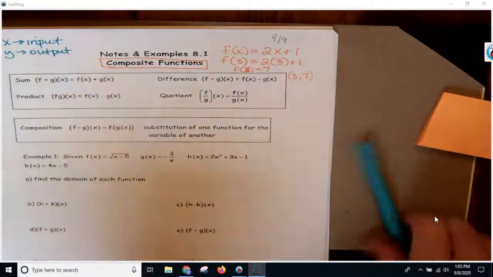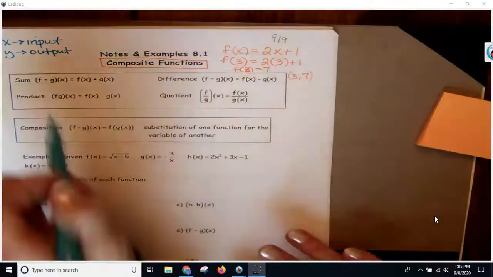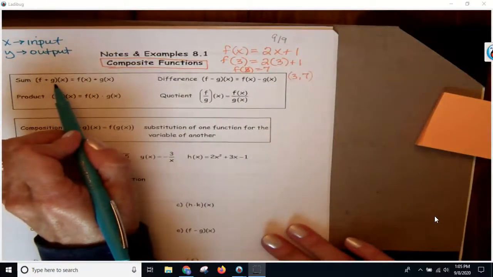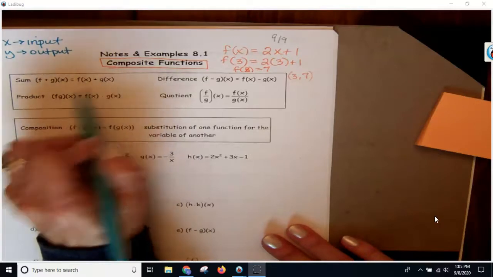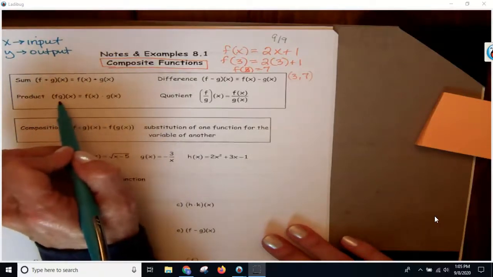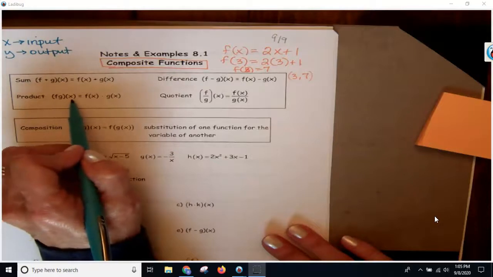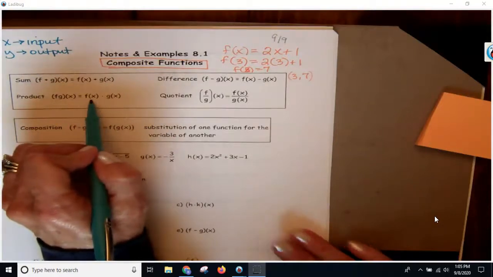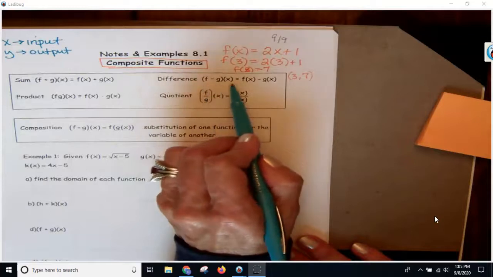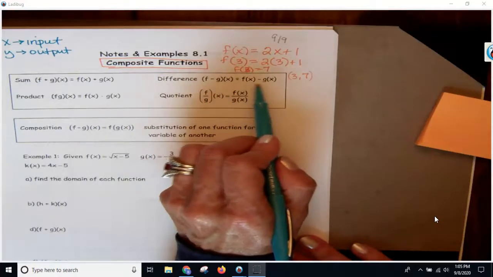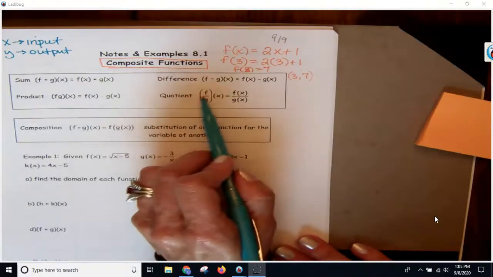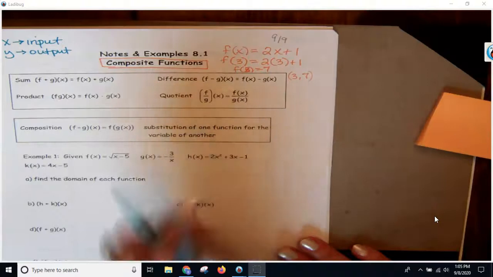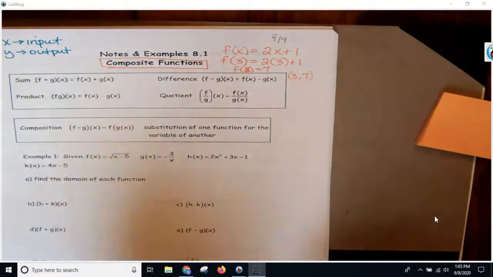Okay, so with these functions, if you have, for an example, f plus g of x, it is the same as f of x plus g of x. When you have the product, or multiplying f times g of x, it can also be written this way. F minus g of x is the same as f of x minus g of x. And the quotient, when you're dividing, it's just the same. So just be familiar with that as we move on.